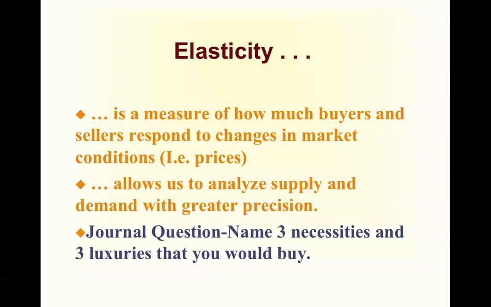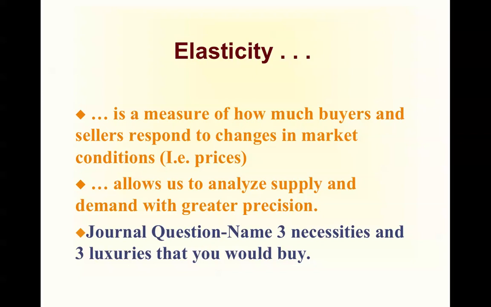Now, something to consider, something to think about. Maybe you can write down on your own right now: name 3 necessities and 3 luxuries that you would buy. Okay, I'll let you think about that and write that down. A necessity would be a need. A luxury would be a want. So I might think a necessity would be toilet paper. I think a luxury might be a jet ski.